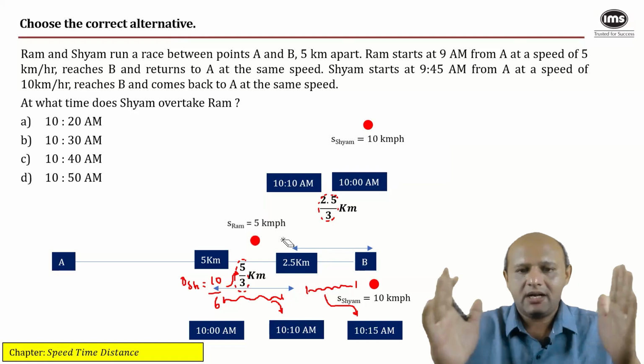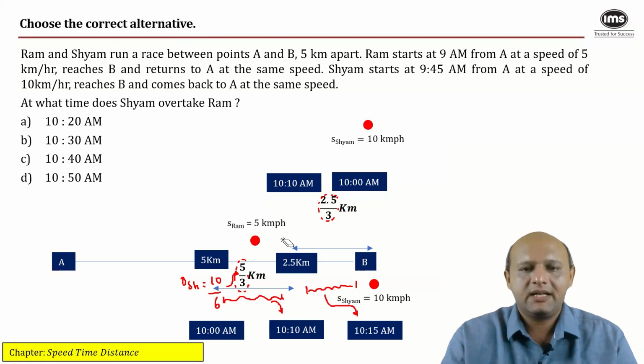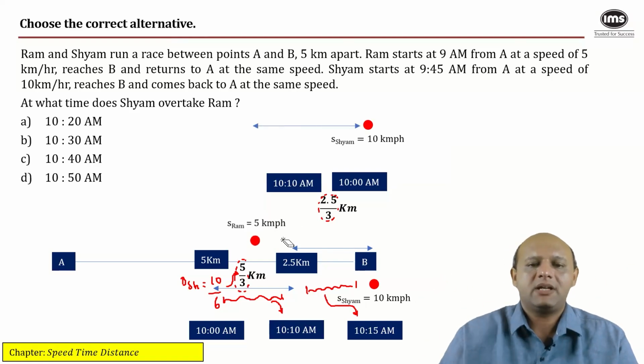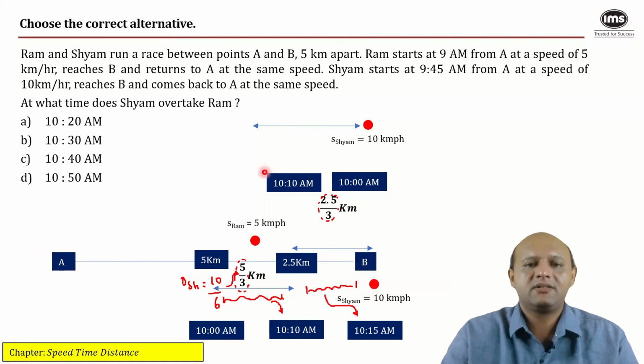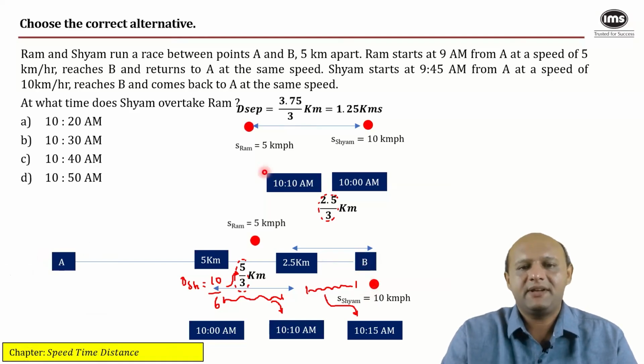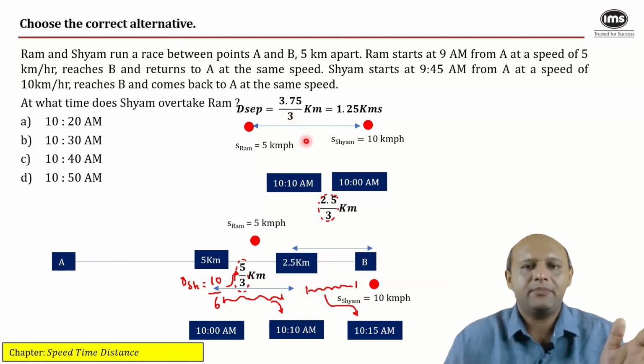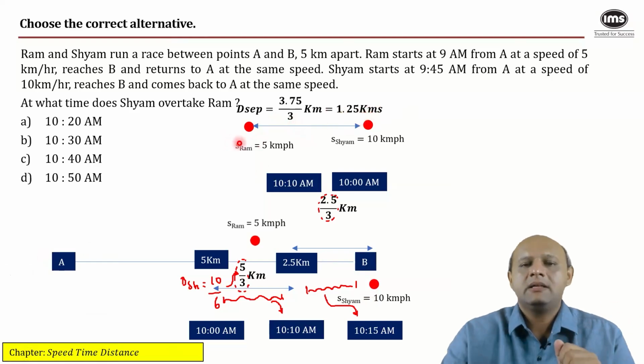Now, if you actually understand that on a straight line and try to plot it, when Sham is here, Ram is at a distance of 3.75 by 3, which is 1.25 kilometers from him. So now this is when the chase starts happening. He is headed towards this direction, and so is Ram.